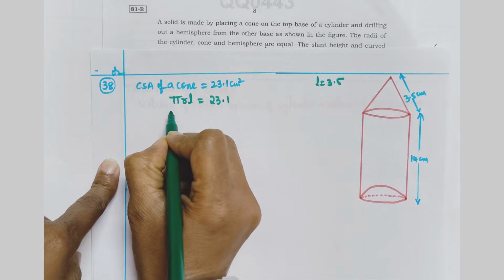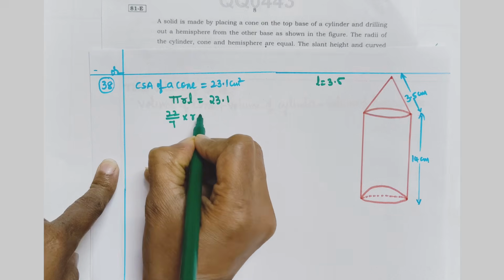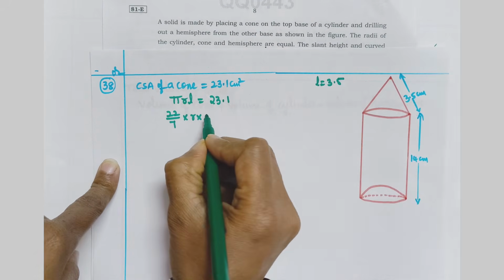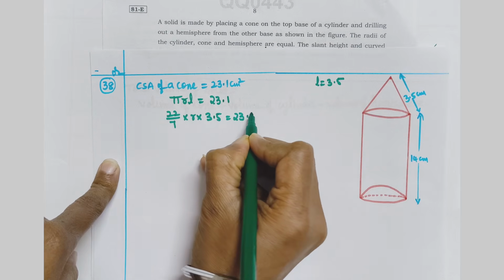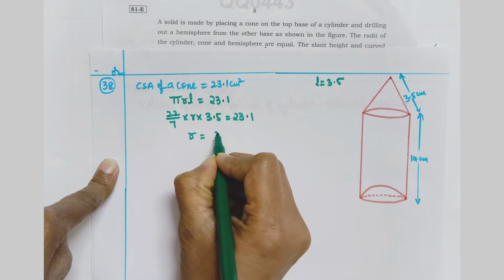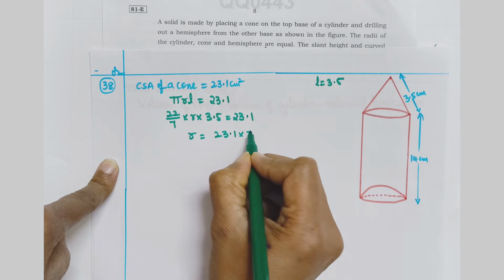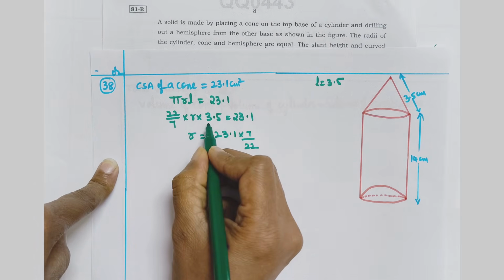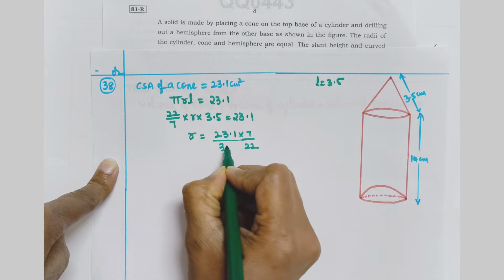We will apply what we know. The value of pi is 22/7. The radius we don't know. L, the cone slant height, is 3.5, and this is equal to 23.1. First we will find the radius. Carefully listen. R is equal to 23.1 times the reciprocal 7/22, and divided by 3.5.